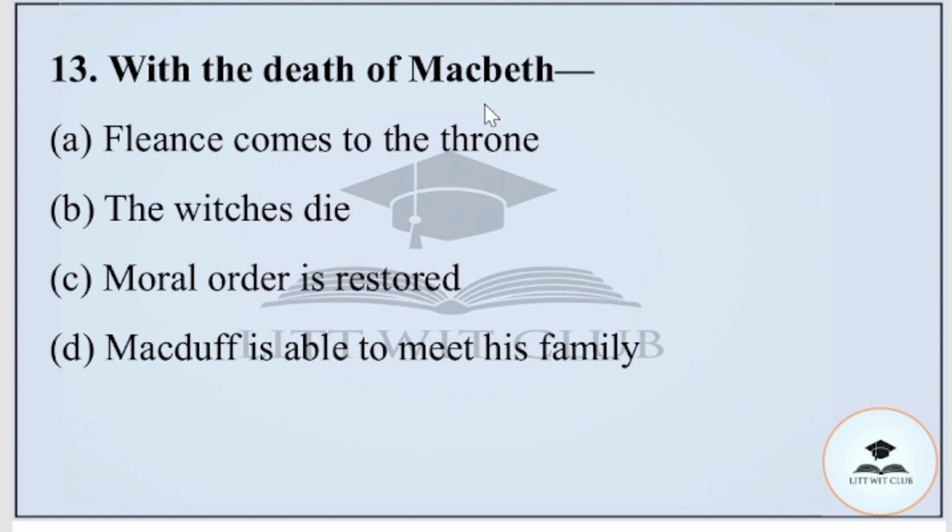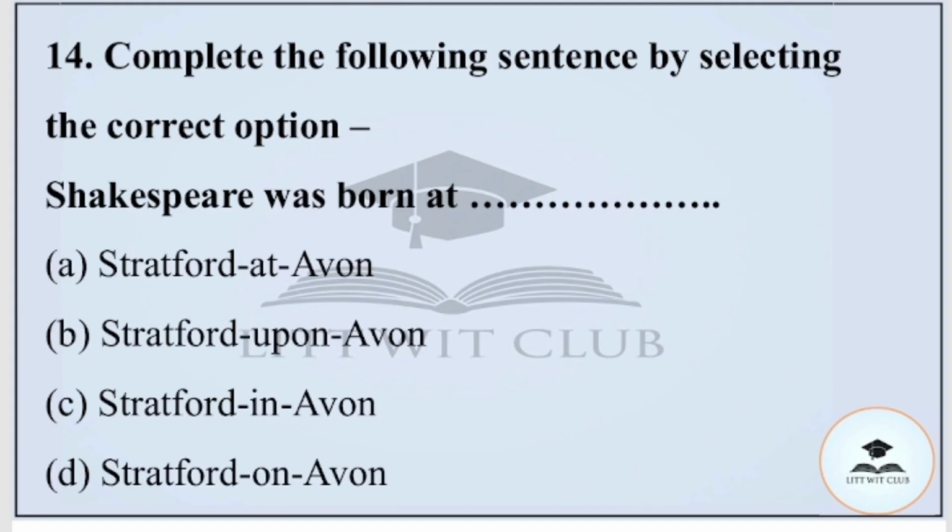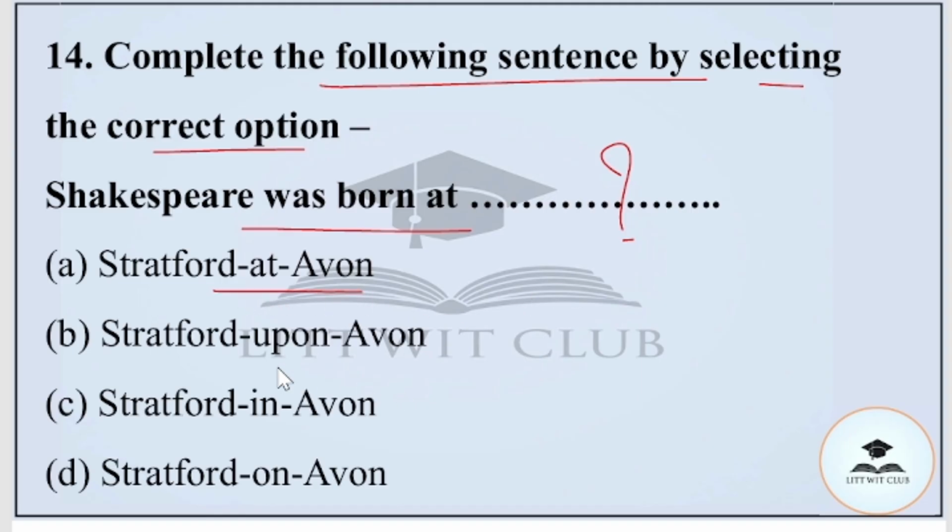Question number 13. With the death of Macbeth, Fleance comes to the throne, the witches die, moral order is restored, or Macduff is able to meet his family? And the correct answer is moral order is restored. Question number 14. Complete the following sentence by selecting the correct option. Shakespeare was born at dash. Stratford at Avon, Stratford upon Avon, Stratford in Avon, or Stratford on Avon? And the correct answer is Stratford on Avon.